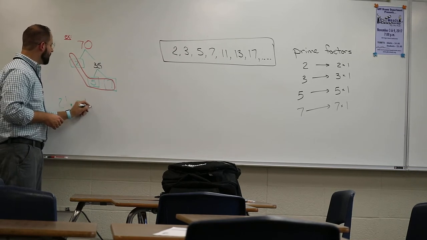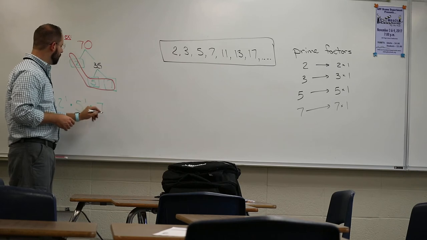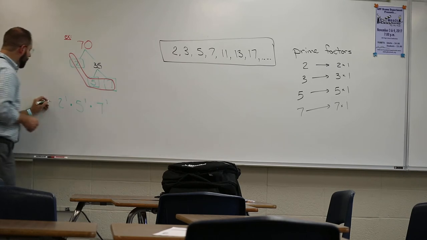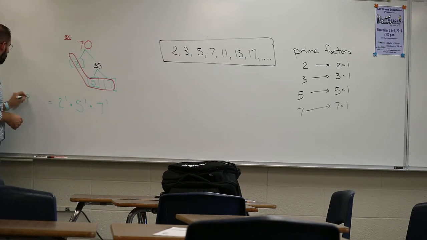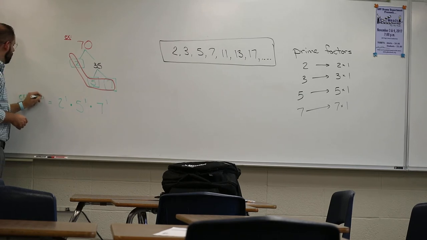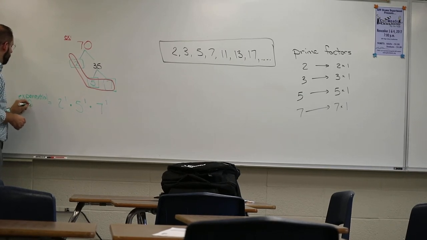How many sevens do I have? One. One. That's your answer. What you're looking at here is called exponential form. Okay, what goes in between all those numbers, though? This is exponential form. Good.